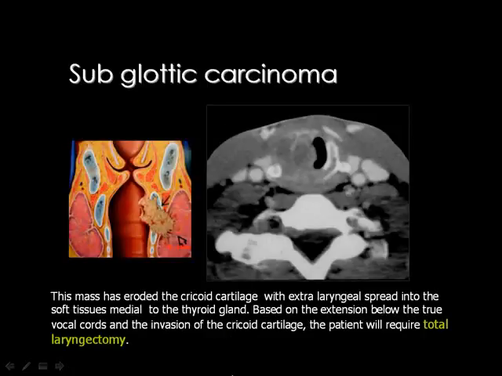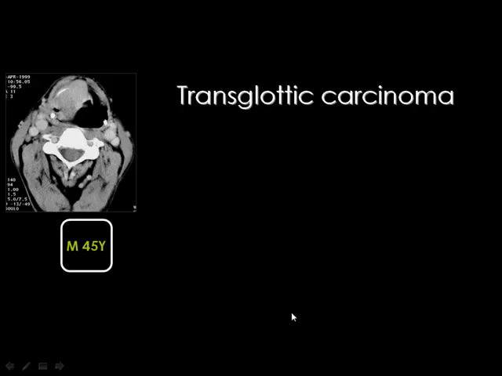The subglottic cancer is the least common of the laryngeal cancers, and you can see here a soft tissue mass invading the right half of the cricoid cartilage with extralaryngeal extension medial to the thyroid lobe.